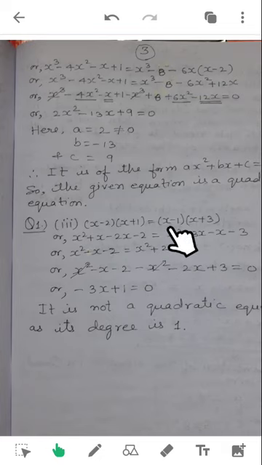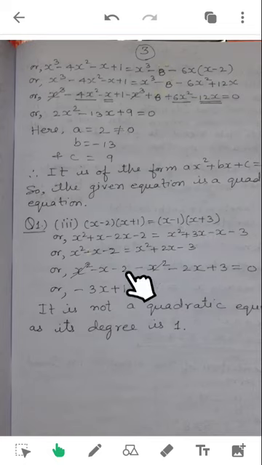Now see here, this x, it is getting multiplied by x, it is becoming x square. Now this x, it is getting multiplied by this 3, it is becoming plus 3x. Then minus 1, it is getting multiplied by x, it is becoming minus x. Then this minus 1, it is getting multiplied by 3, it is becoming minus 3.